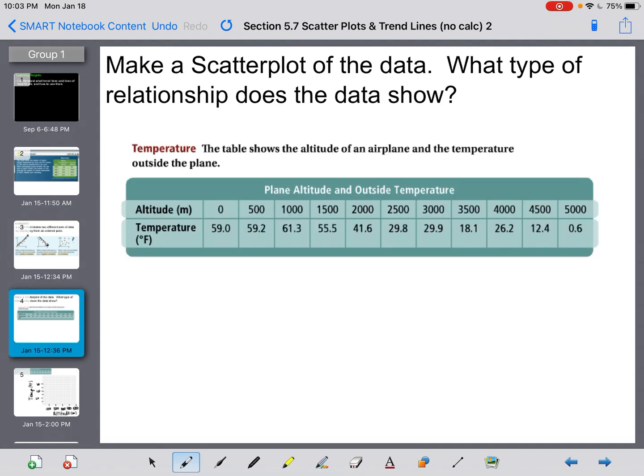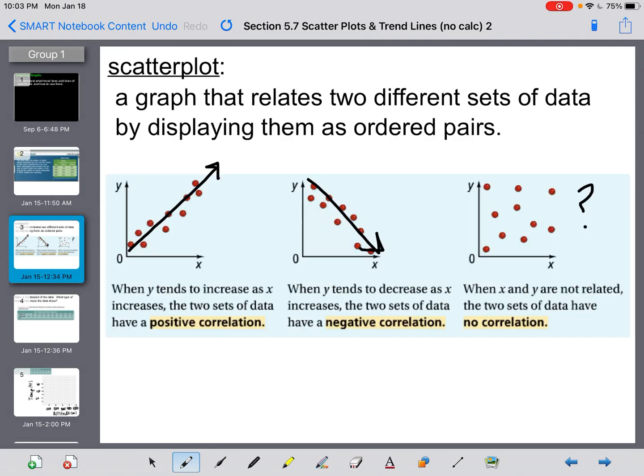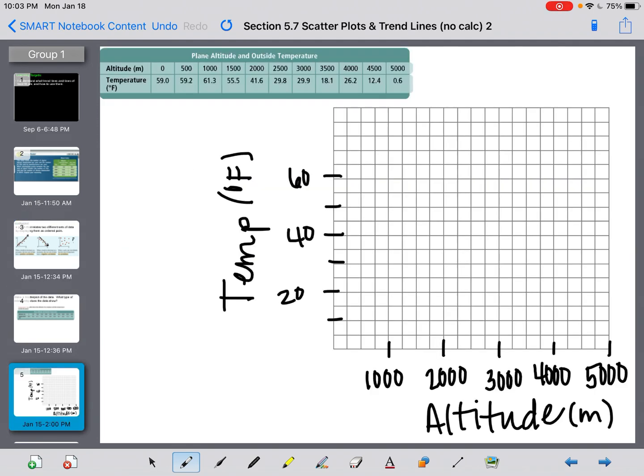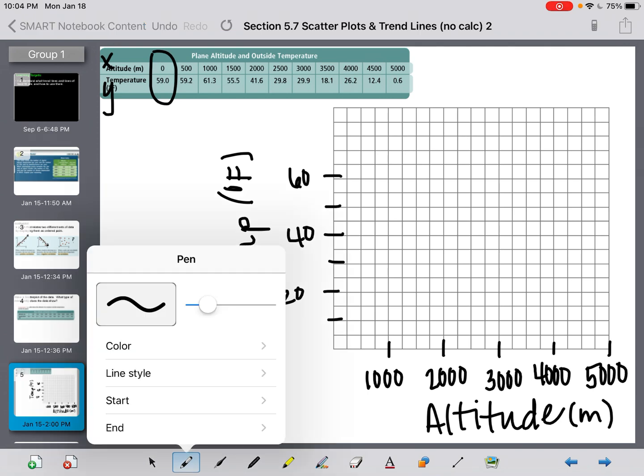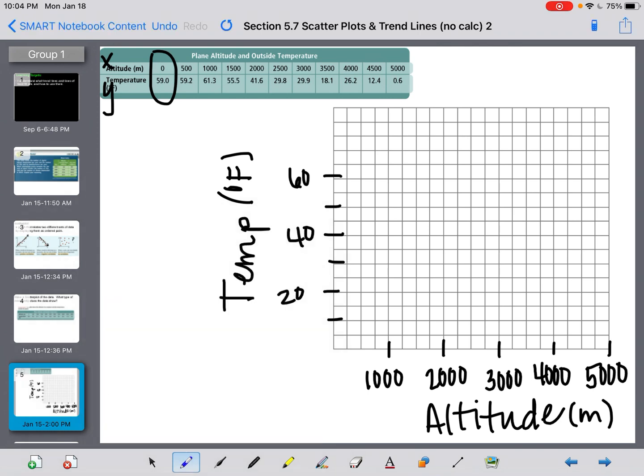Okay, we're going to start just by creating a scatter plot. We're going to use this table down here that shows the altitude of an airplane and the temperature outside the plane. We're going to create a scatter plot and then figure out what kind of relationship it has, meaning does it have positive correlation, negative correlation, or no correlation. So remember that when I have a table, this is just like my x and y, and these are my ordered pairs.